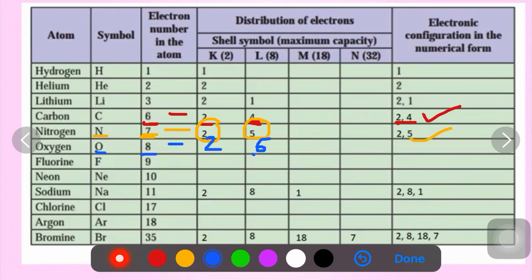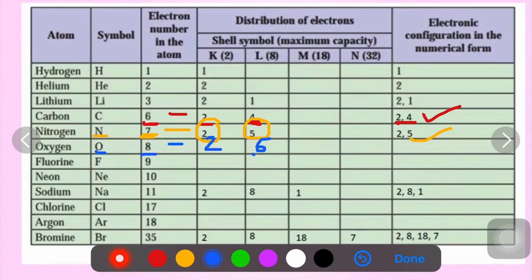Sodium, that is Na. We will do this sodium. Its atomic number is 11. So 2 electrons in K shell. So 11 minus 2 is 9. 9 electrons left. Now 8 electrons will be in L shell. Why 8? Because the capacity of L shell is 8. So we cannot accommodate 9 electrons. Understood? Only 8 electrons will be accommodated in L shell.